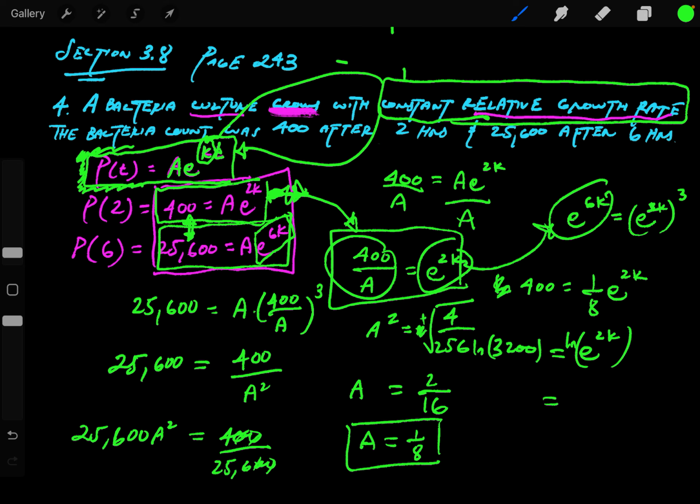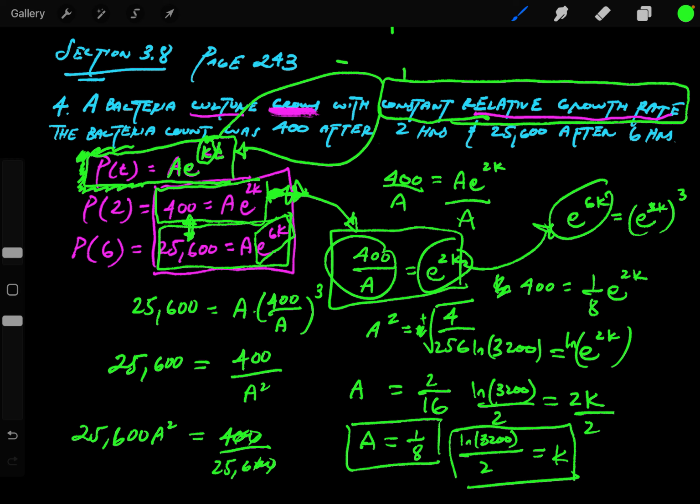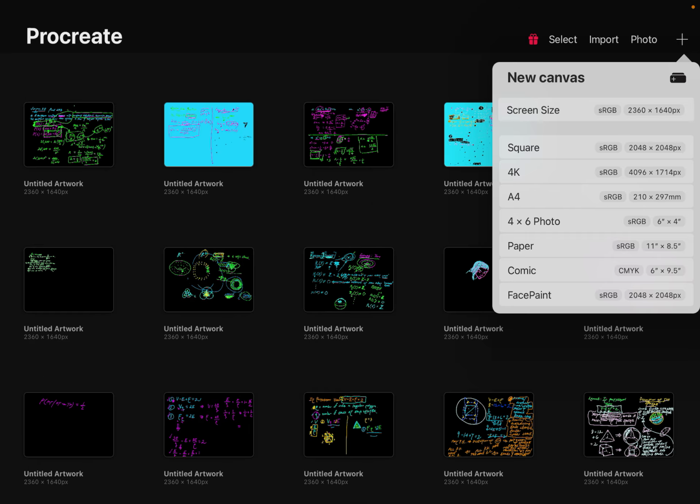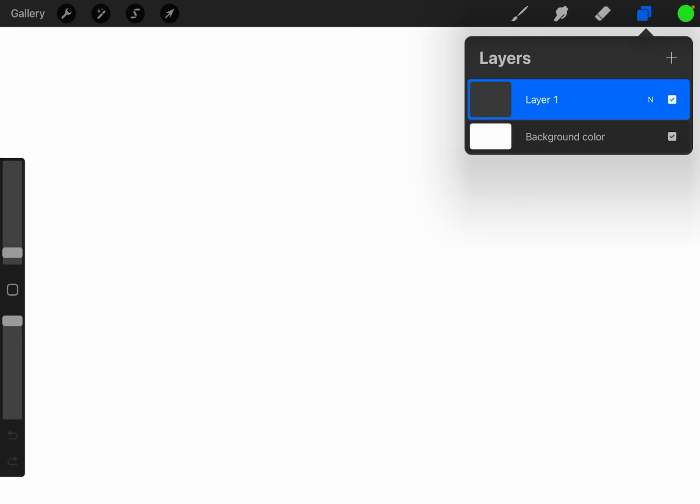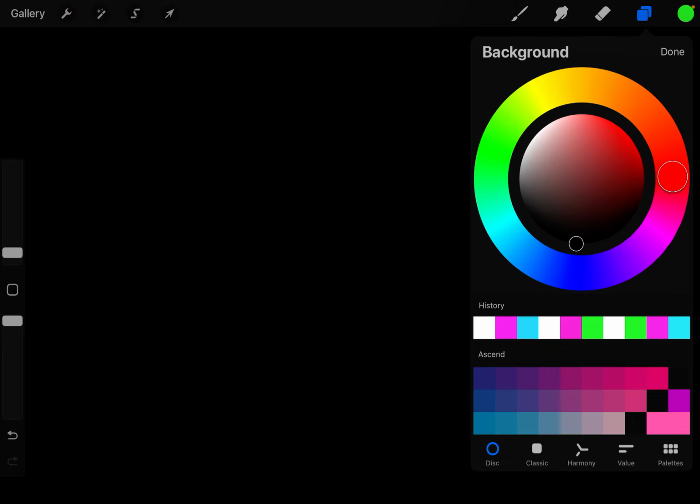I'm going to get ln of 3200 is equal to 2k. And then I divide by 2, and I get k. K is equal to ln of 3200 over 2. And then I have the relative growth rate, and I have a. So I have the full function, because a and k are the only things that are missing in the general function. Now that I have that, you want to use this fact to write what you get, and then you can simplify it a great deal.